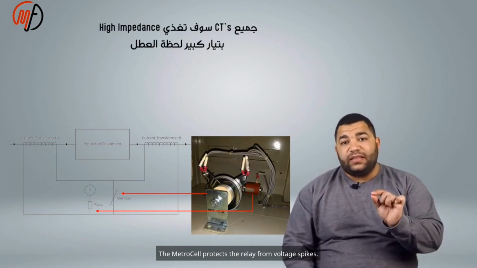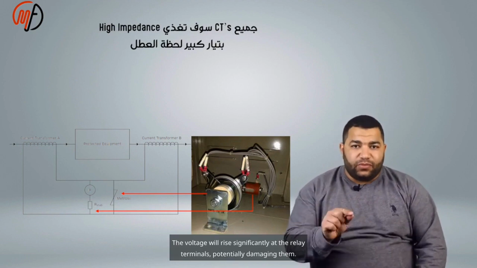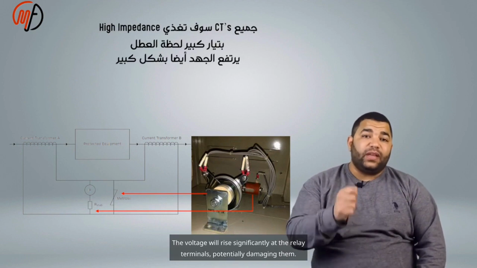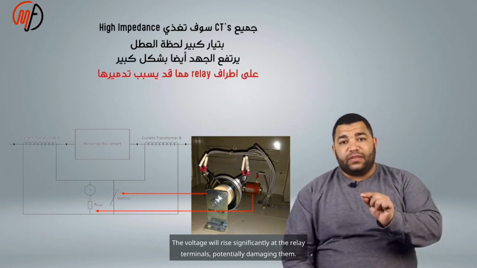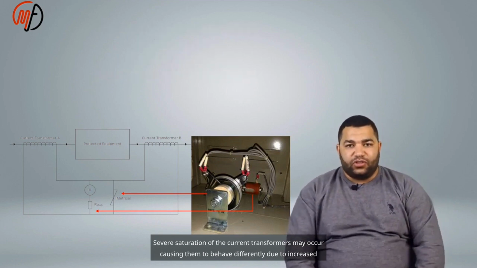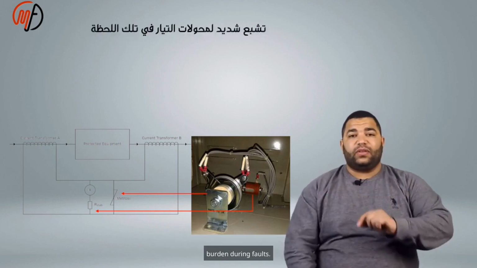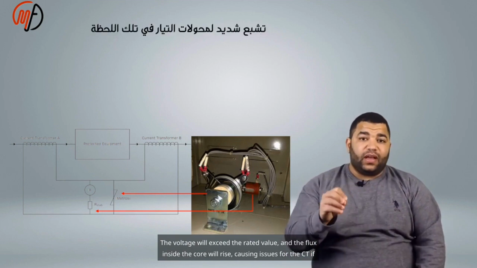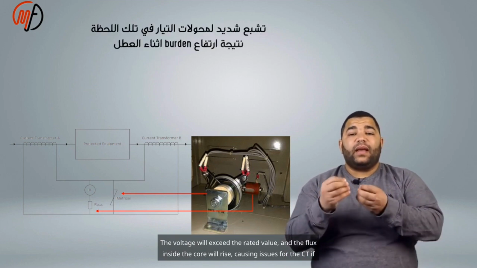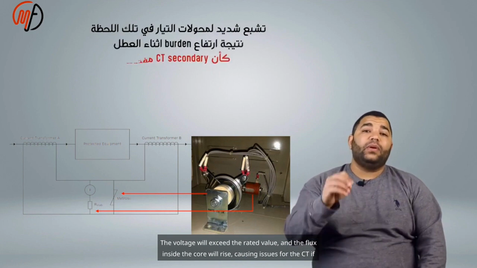The metro cell protects the relay from voltage spikes. If it is not used, the voltage will rise significantly at the relay terminals, potentially damaging them. Severe saturation of the current transformers may occur, causing them to behave differently due to increased burden during faults. The voltage will exceed the rated value, and the flux inside the core will rise, causing issues for the CT.